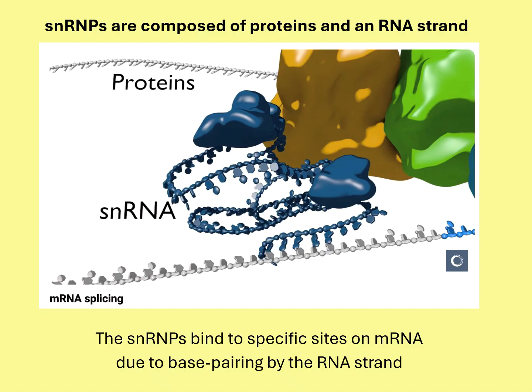The main components of the spliceosome are referred to as SNRPs, which are composed of RNA binding proteins and an RNA strand. The SNRPs bind to specific sites on mRNAs due to base pairing by the RNA strand.